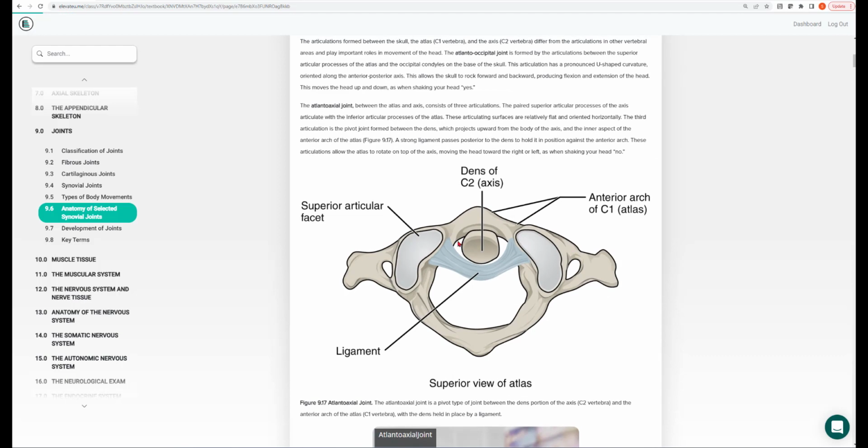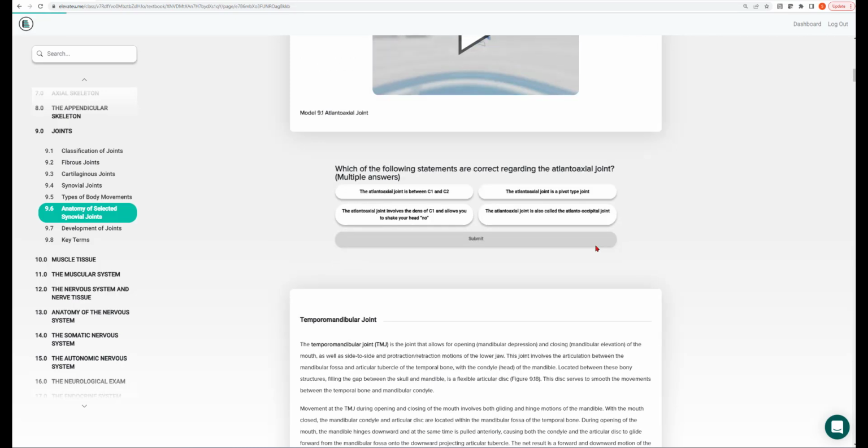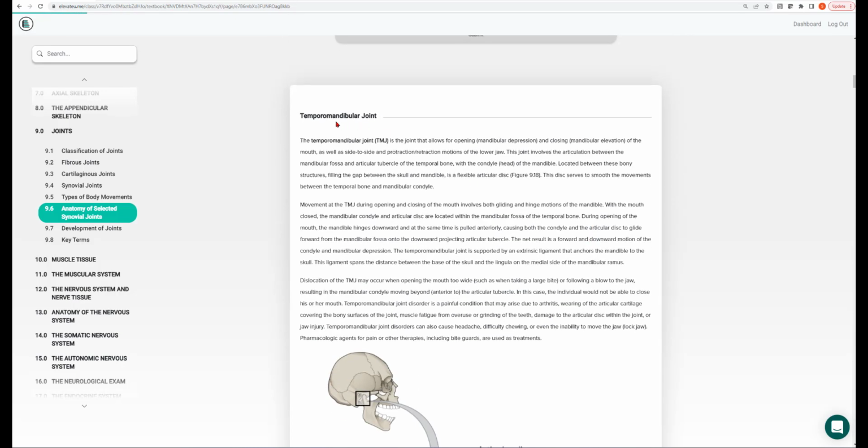This would be a uniaxial joint, right? It's a pivot joint. The temporomandibular joint, as the name suggests, is between the temporal bone and the mandible. This is a really interesting joint, incredibly important. This is basically your chewing, right? This is the joint that allows you to chew.